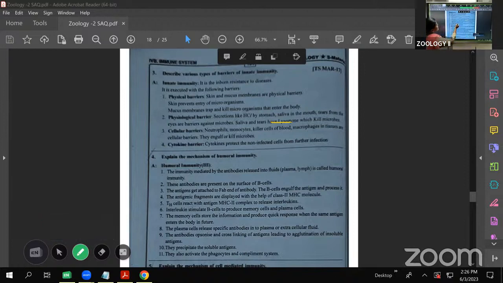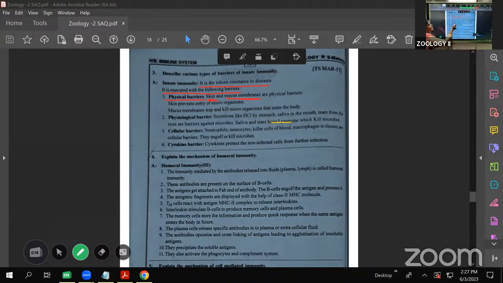See this one, mainly the barriers of immunity. Innate resistance protects against the microbes that cause diseases, and that which protects is called barriers. Barriers are mainly of four types. The first is physical barriers. The physical barriers are the skin and the mucous membrane. They protect from antigens and microbes. That's why they are called barriers. The physical barriers are of two types: the skin and the mucous membrane.